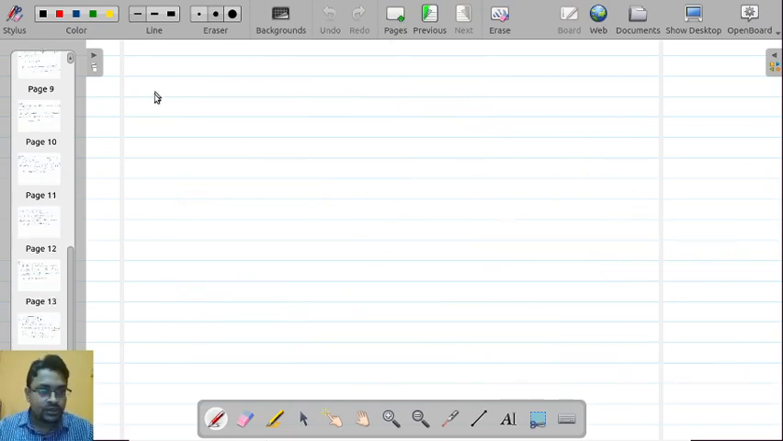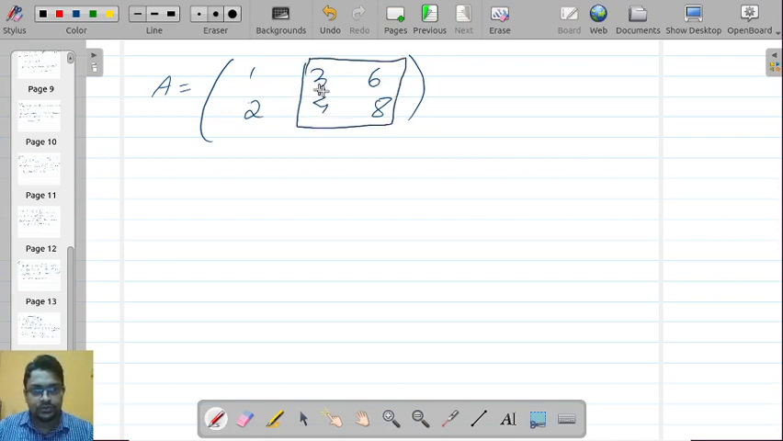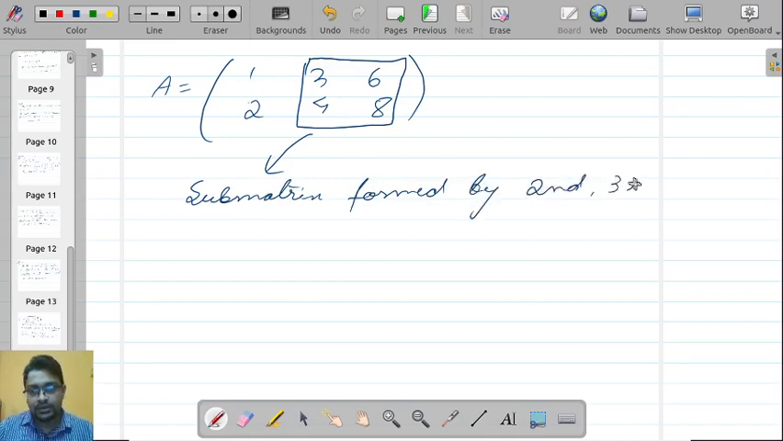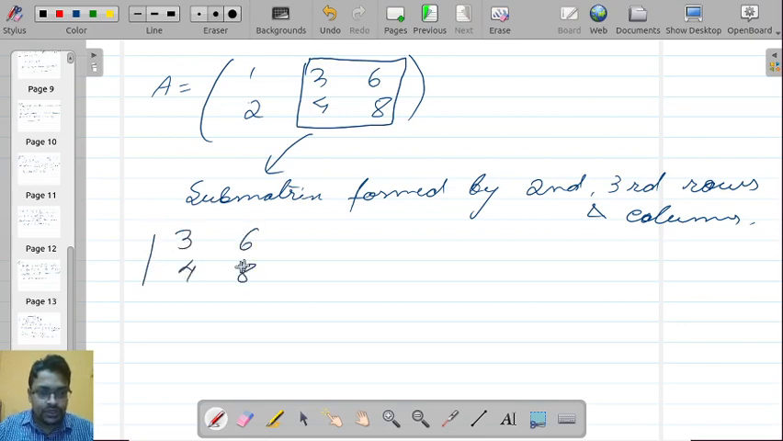Next, let us consider the same matrix A equal to 1, 2, 3, 4, 6, 8. Let me consider this submatrix formed by the second and third rows and columns. So what is the determinant of 3 4 6 8?